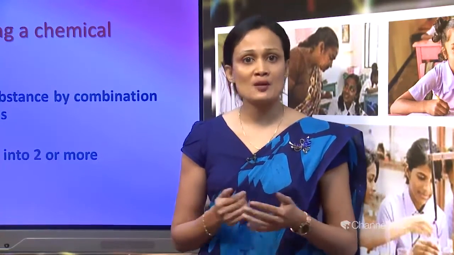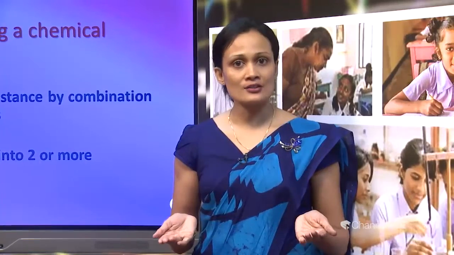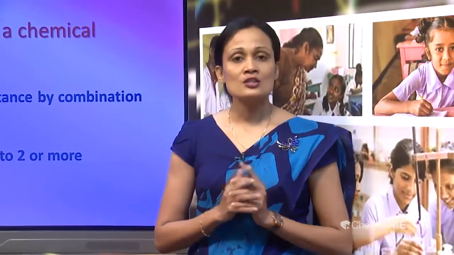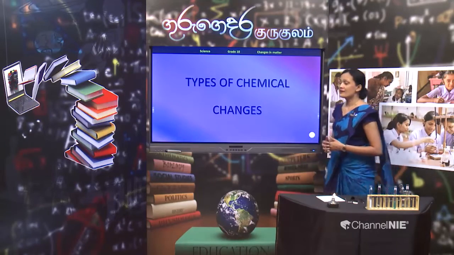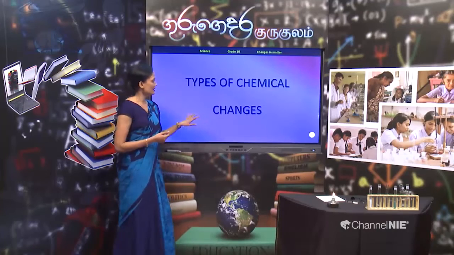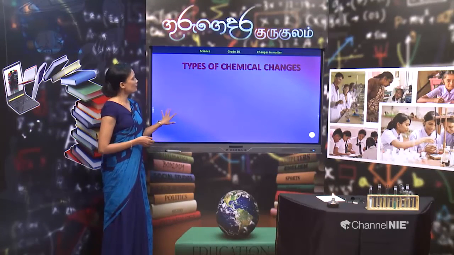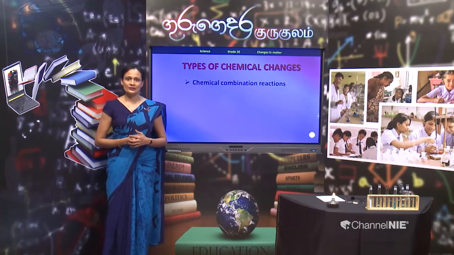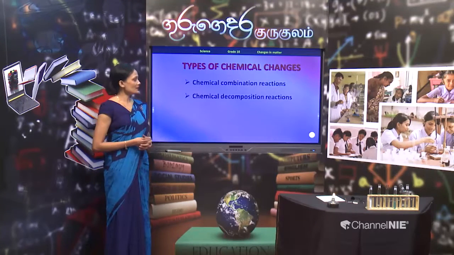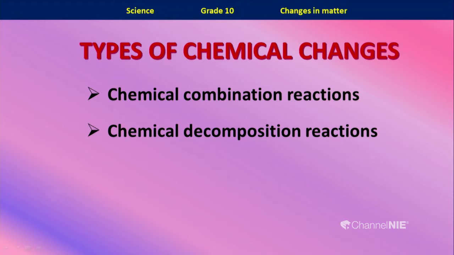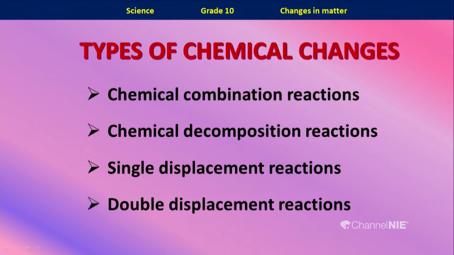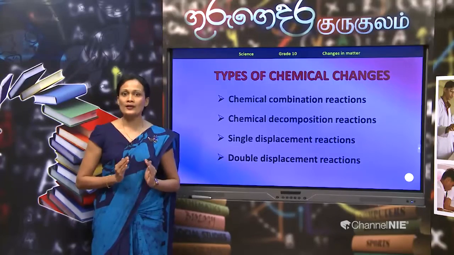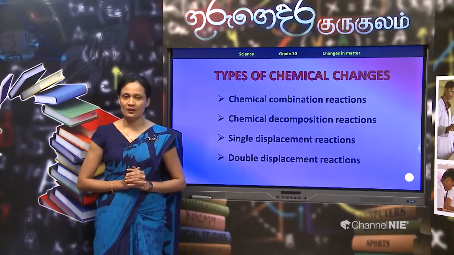If we observe the nature of the chemical reactions, we can divide these chemical reactions mainly into four groups. So now I am going to discuss that four types of chemical changes. Types of chemical changes. Mainly, we divide the chemical changes into four groups as chemical combination reactions. The second type, chemical decomposition reactions. Single displacement reactions and double displacement reactions. Okay children, now I am going to discuss these four types of chemical reactions one by one. Okay, let's start.